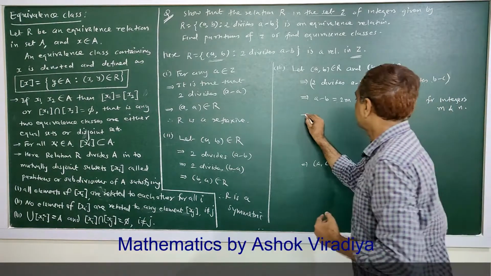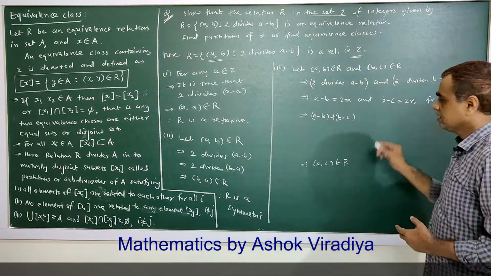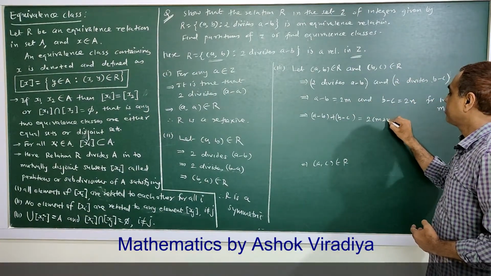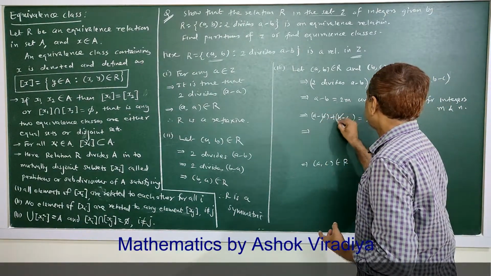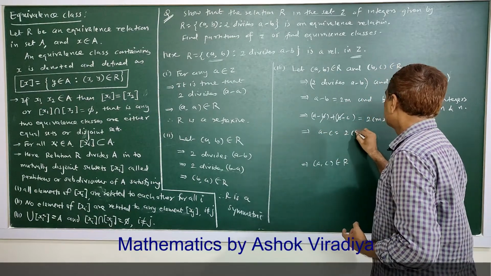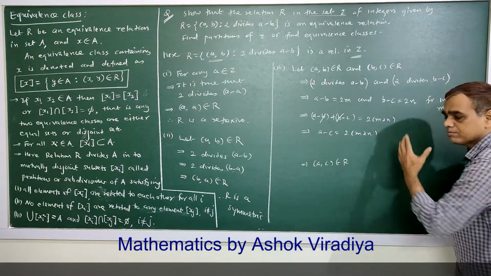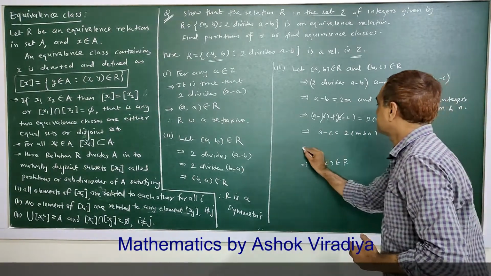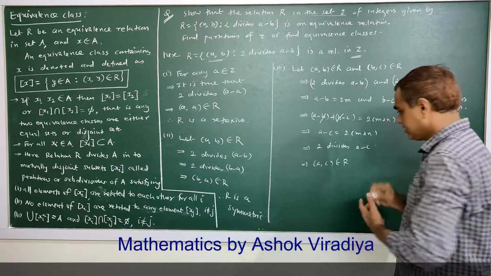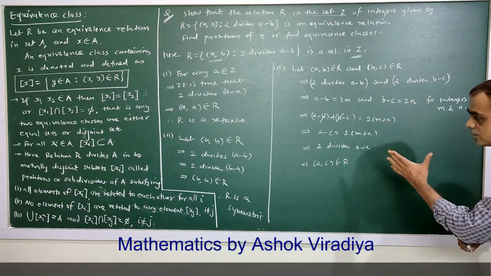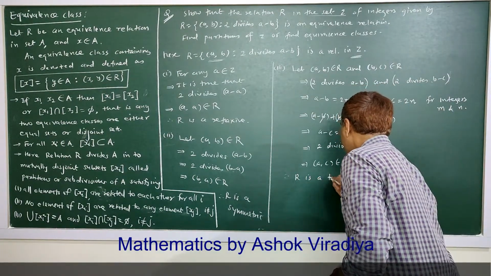Now adding these numbers, A minus B plus B minus C is equal to 2 times (M plus N). That means B is cancelled. So A minus C is 2 times (M plus N). So it is proved that A minus C is an even number. That means 2 divides A minus C. So (A, C) belongs to R. Therefore, this relation is a transitive relation.